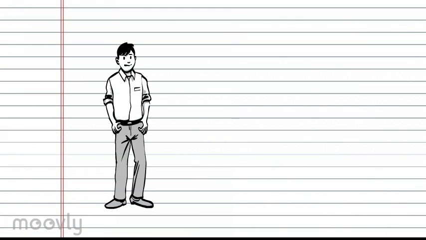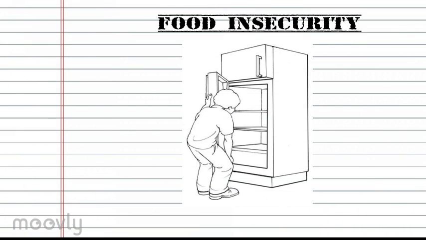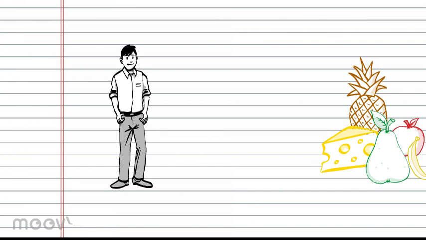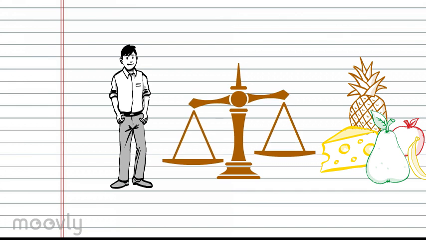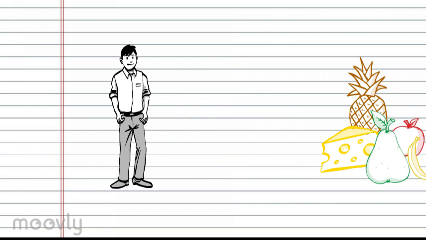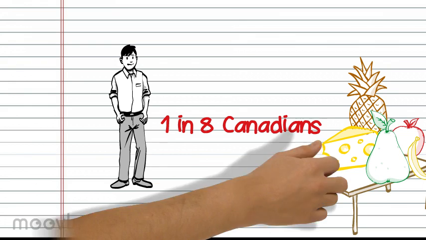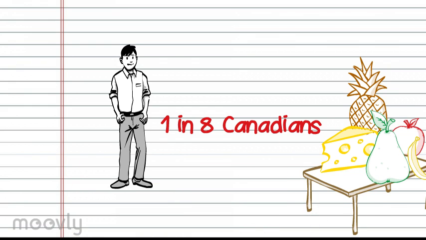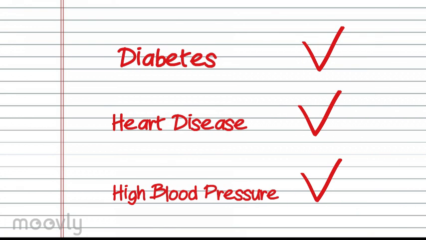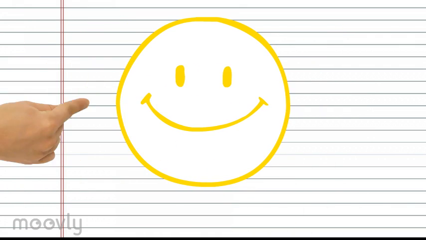Another issue that Jack faces is food insecurity. Food insecurity is considered the inability to acquire an adequate diet in terms of quality and quantity in a socially acceptable manner. Jack's income lacks financial stability and he fails to provide a healthy diet, resulting in malnutrition. It has been said that 1 in 8 Canadian households struggle to put food on the table. These food insecurities can create health implications such as diabetes, heart disease, and high blood pressure. They can also impact an individual's psychological well-being.